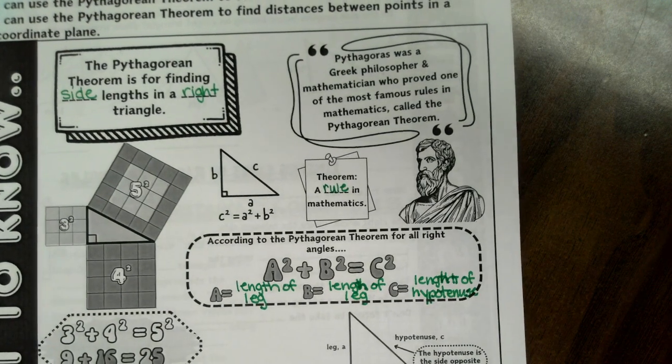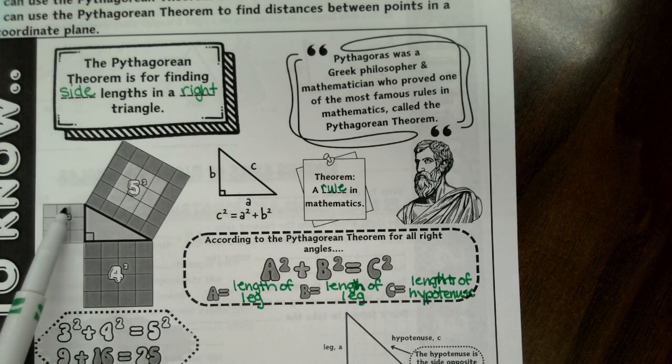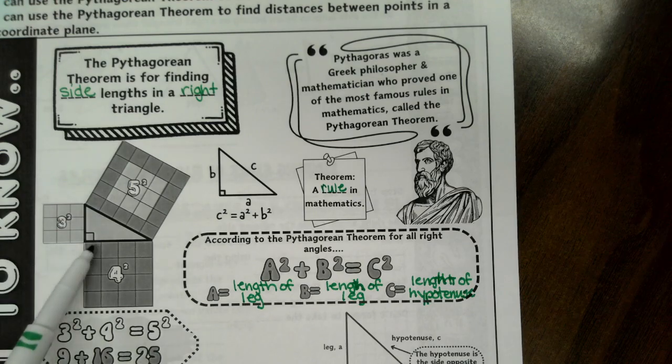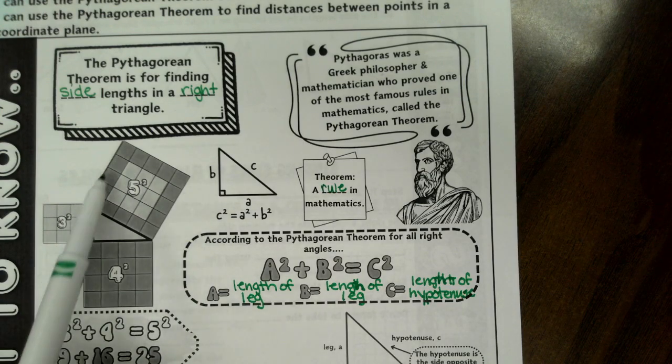So I have a little broken up example for you. So if this side is 3 squared, so 3 times 3 is 9. So it would go 1, 2, 3, 4, 5, 6, 7, 8, 9, right? And then this side is 4 squared. Well, 4 squared is 16. I know that this side plus this side equals this side.